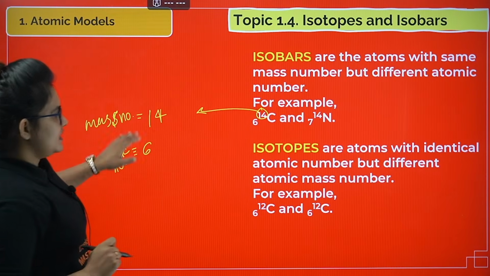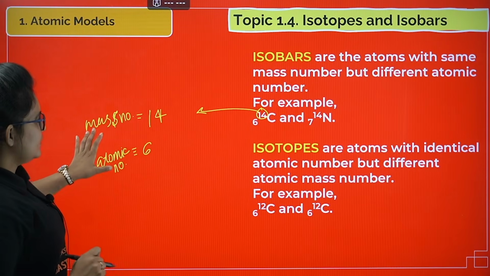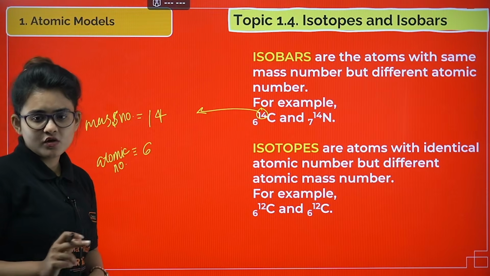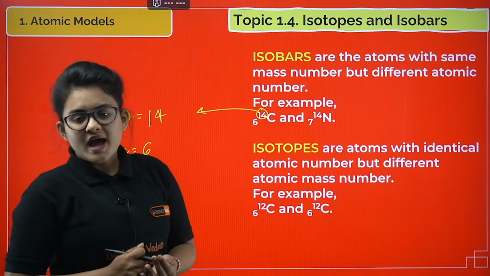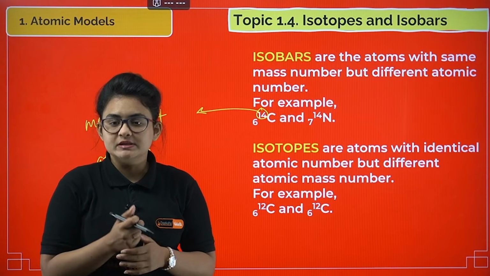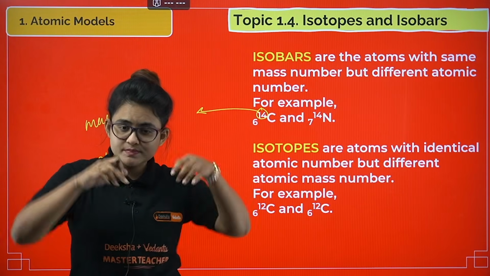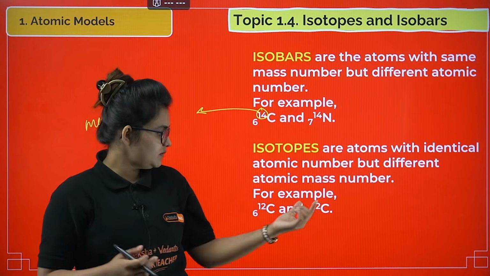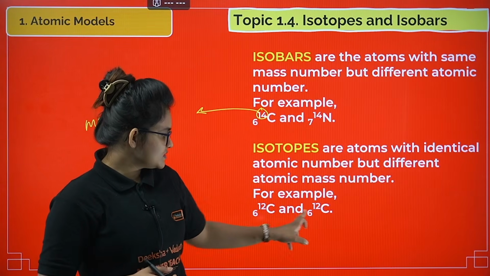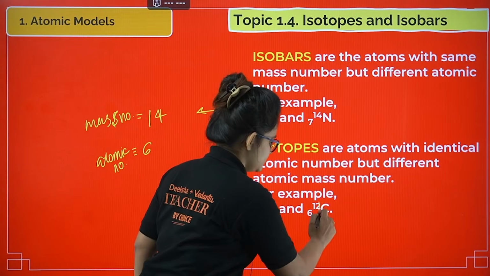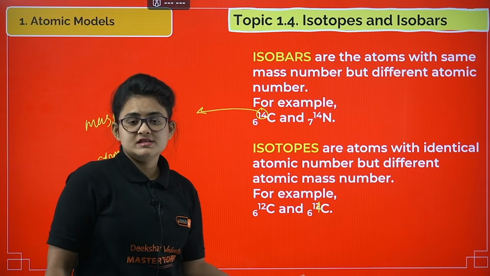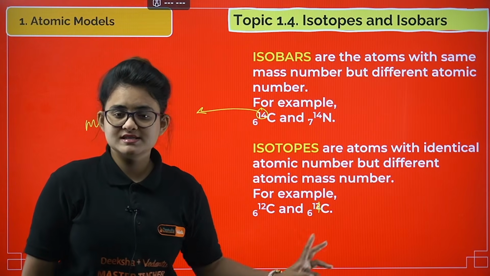Okay, so I guess this is clear for you. For these cases, 14 and 14, both have the same mass number. Next, isotopes. Isotopes are the atoms which have identical atomic number but different mass number. Below, the numbers are similar: the atomic number is 6 in both cases, carbon-12 (atomic number 6) and carbon-14 (atomic number 6).